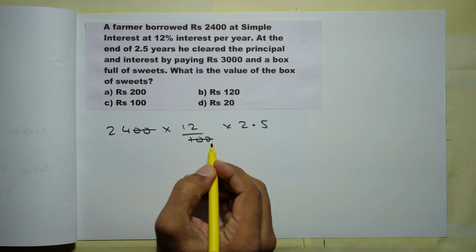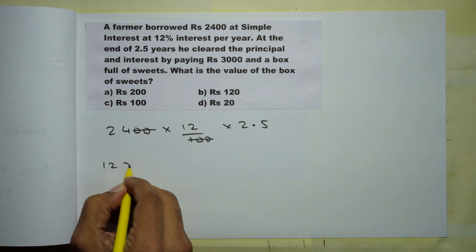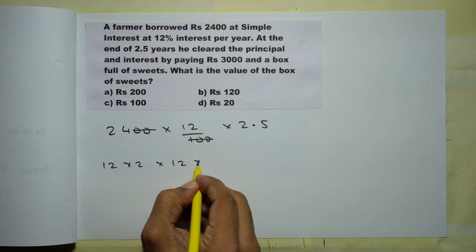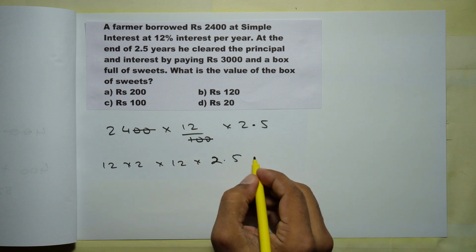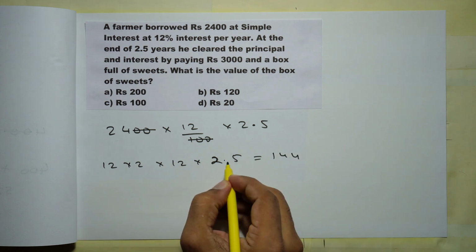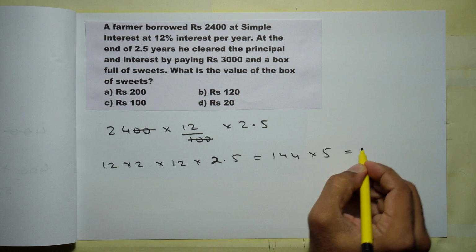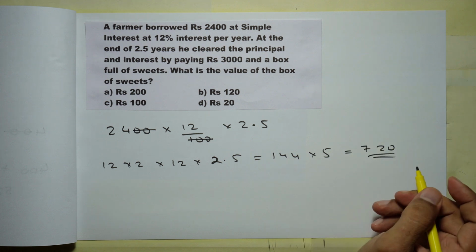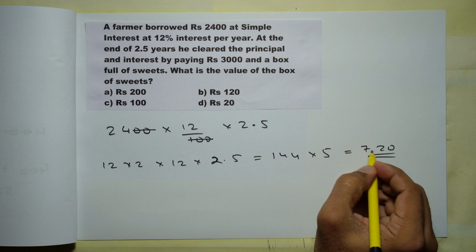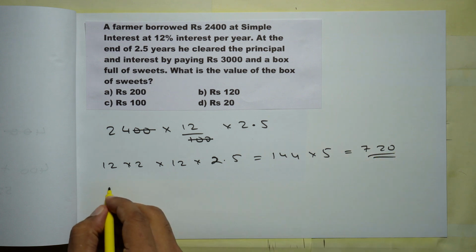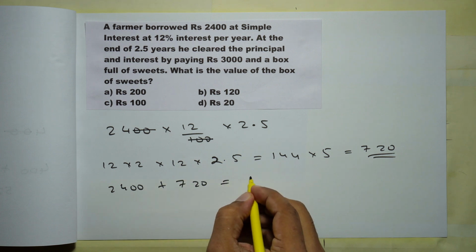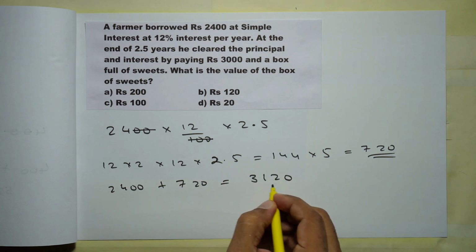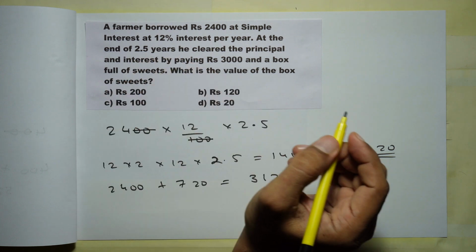So we'll just calculate that. I'll cancel the zeros. 24 I'll just write it as 12 into 2 into 12 into 2.5. So 12 into 12 is 144 into 2 into 2.5 gives you 5. So that you will get it as 720. So the interest that he has to pay is 720. So principal is 2400 plus 720. So altogether he has to pay 3120. So this is the total amount that he has to pay at the end of 2.5 years.